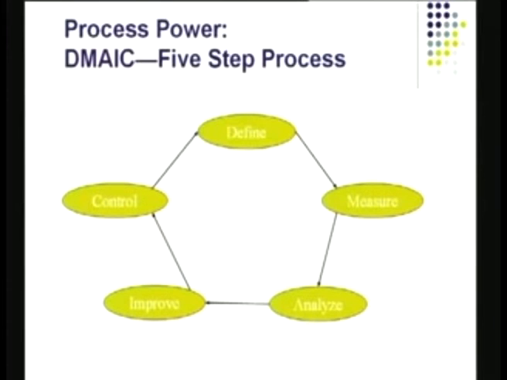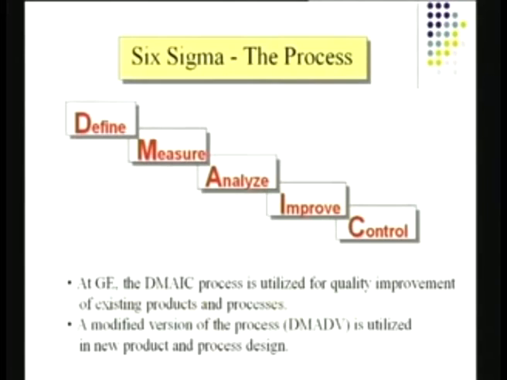Again, take a look at the DMAIC process. There are 5 steps involved in this process. They are define, measure, analyze, improve, and control. These are their specific tasks. These are their specific responsibilities.